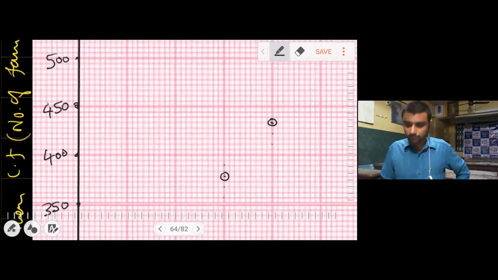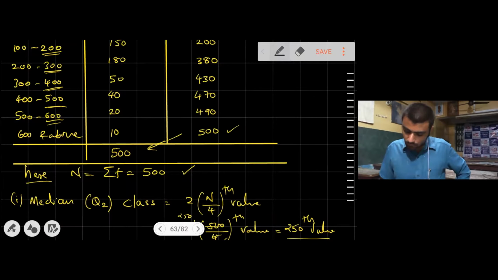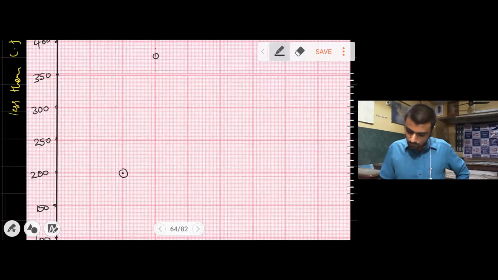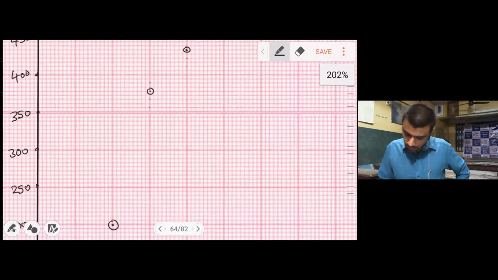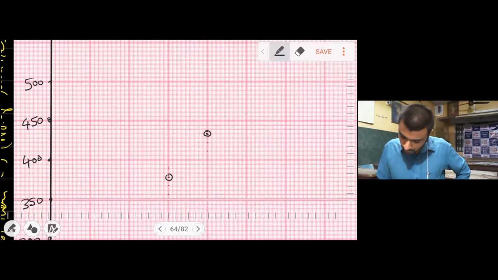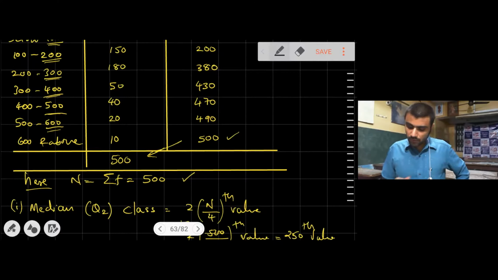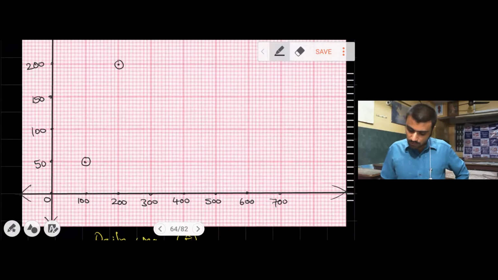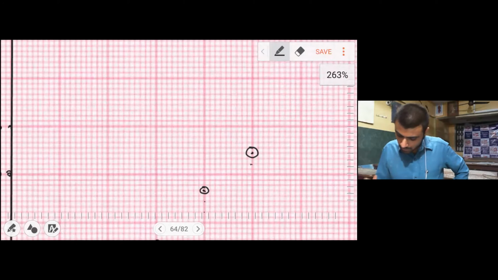Next point, 500 against 470. 500 against 470. That 470 is after 450. This is 460, 470, and 600 against 490. 600 against 490. 490 will be here.